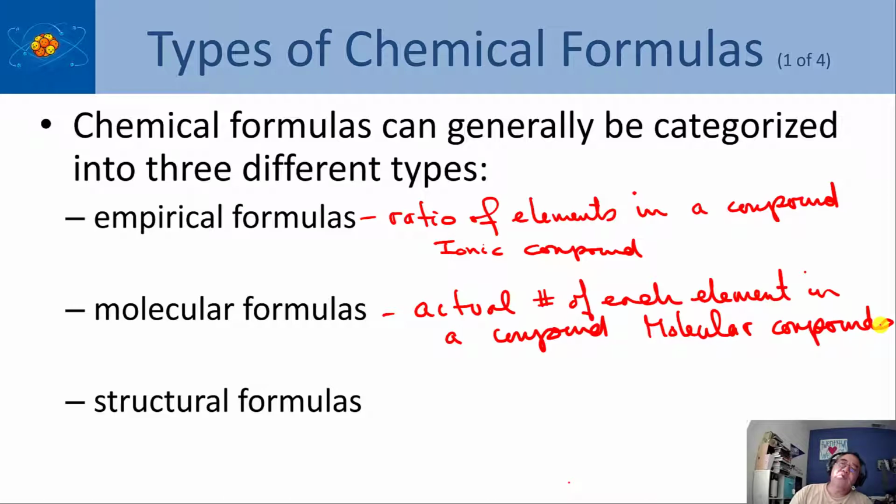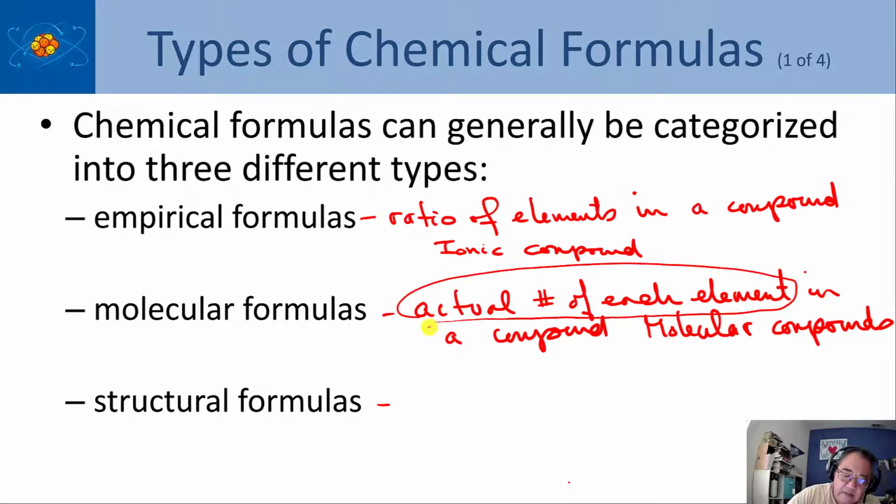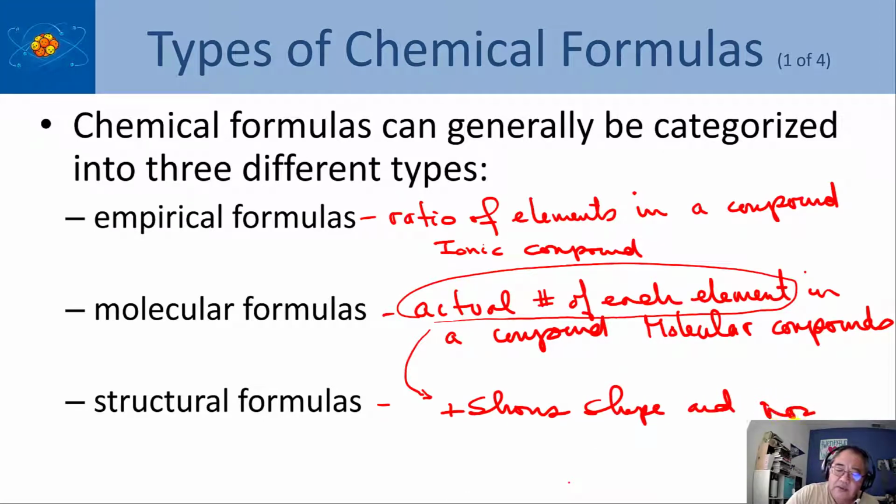And then structural formulas are similar to molecular formulas. They show us the exact numbers of elements in the compound, right? But it also shows the shape of the molecule and how the atoms are connected. Because remember, atoms are connected by those electrons that sit in between to form the covalent bonds. So it shows the shape and how atoms are connected.